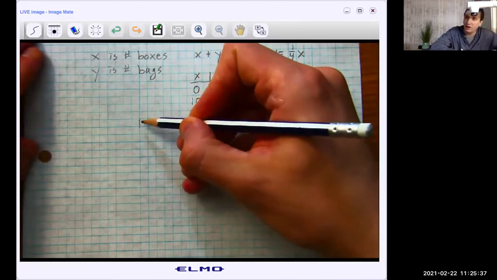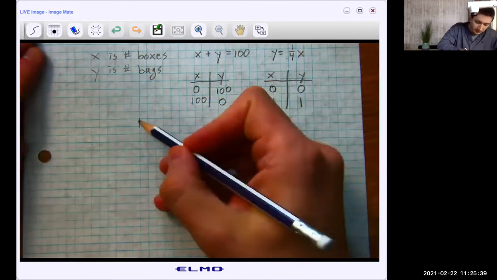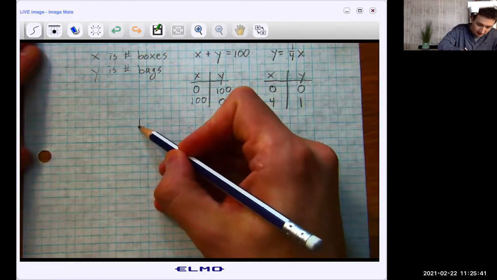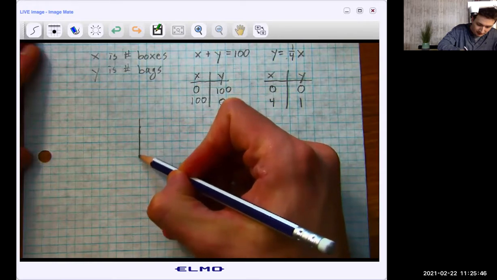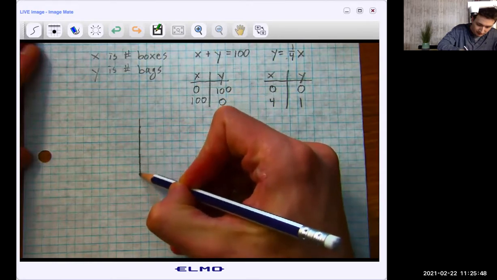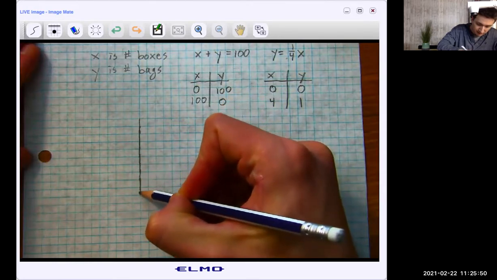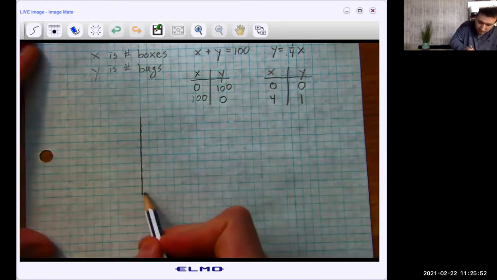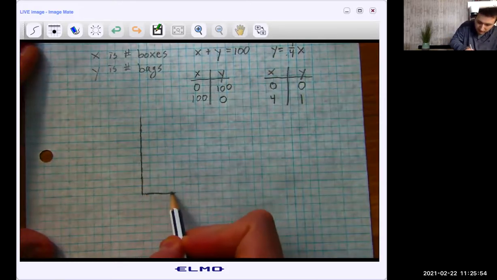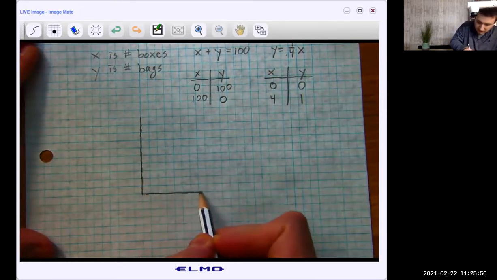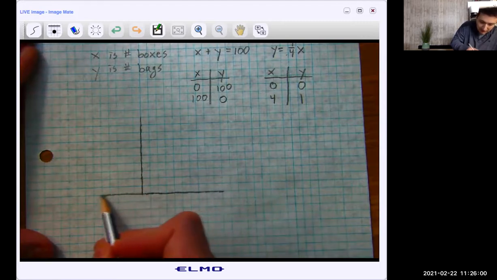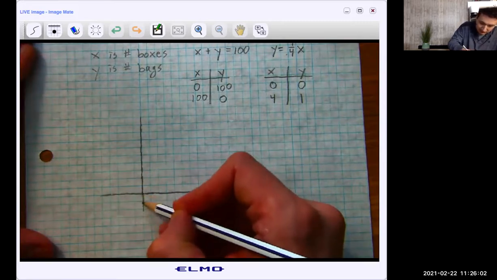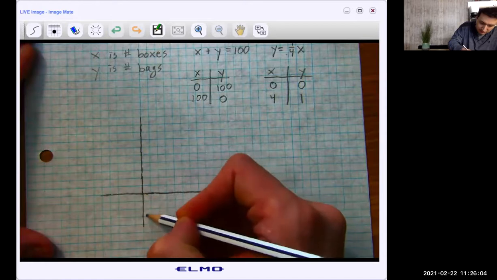So here's my y-axis. There's 10, 9, 8, 7, 6, 5, 4, 3, 2, 1, 0. 1, 2, 3, 4, 5, 6, 7, 8, 9, 10. And you know what? Let me just go 5 into the negatives just so that it's there. 1, 2, 3, 4, 5, like that.